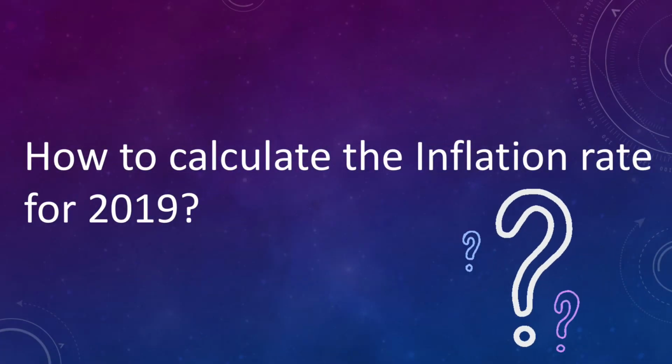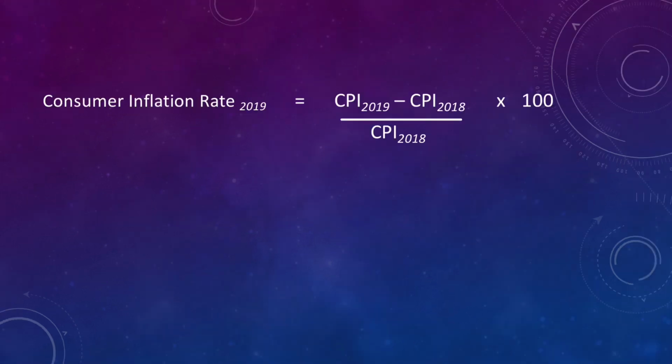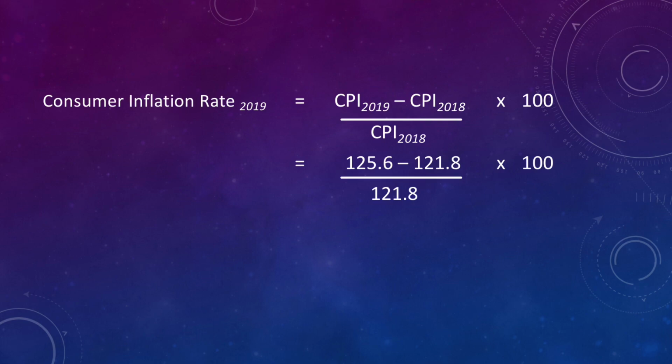How to calculate the consumer inflation rate for 2019? To calculate the consumer inflation rate for 2019, we are going to do the following. CPI of 2019 minus CPI of 2018 divided by CPI of 2018 times 100. We have 125.6 minus 121.8 divided by 121.8 times 100. We will have a consumer inflation rate of 3.1%. What does this mean? The general level of prices has risen by 3.1% from 2018 to 2019.